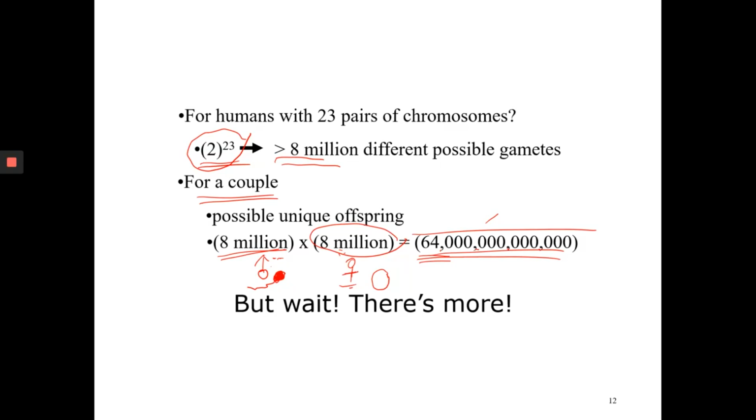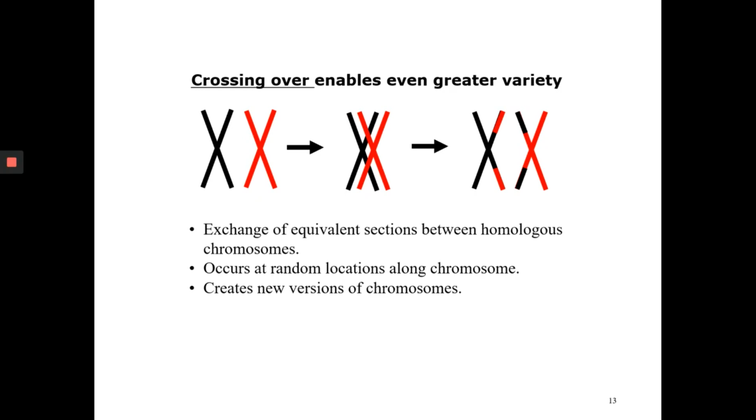But wait, there is more. Okay, so that's not the end of the story. There is another event that will make the number even smaller. So you and your sibling, chances are you are never going to be genetically identical. Okay, remember we still have crossing over, right? That can also enable even greater variety.